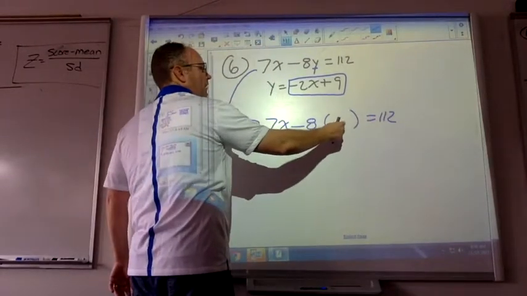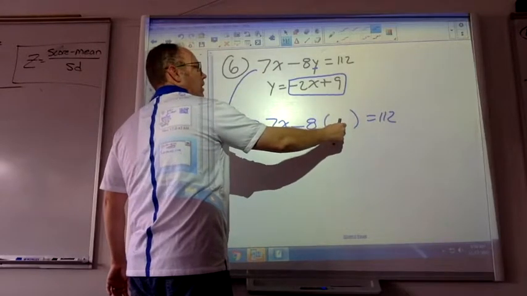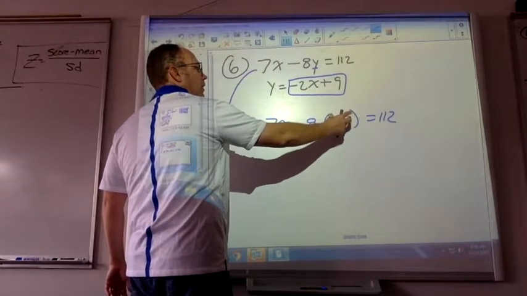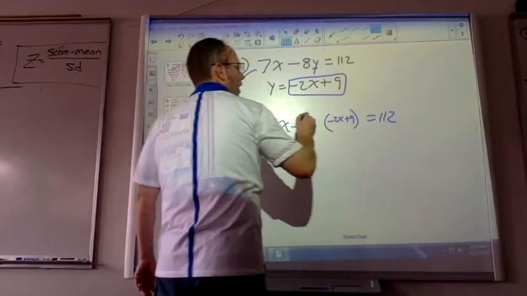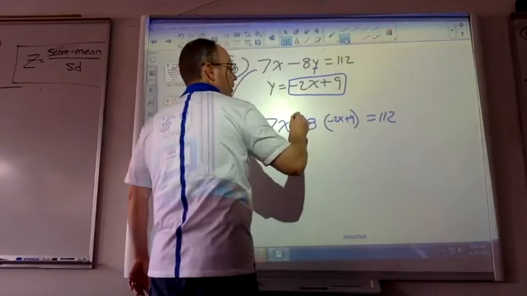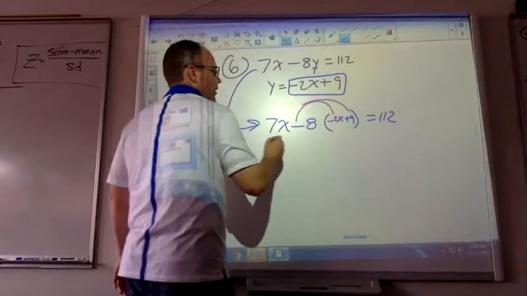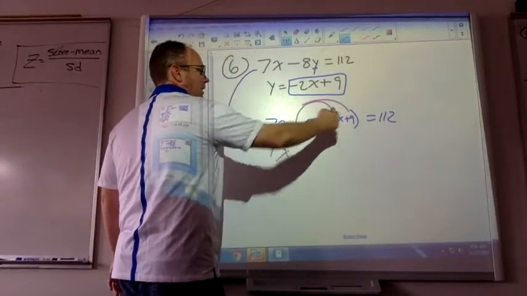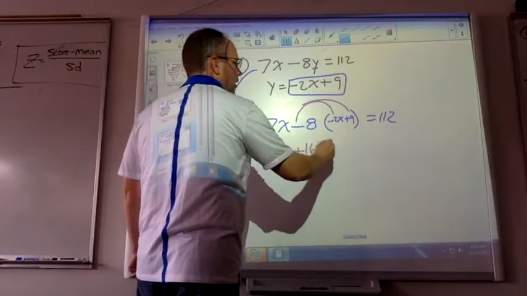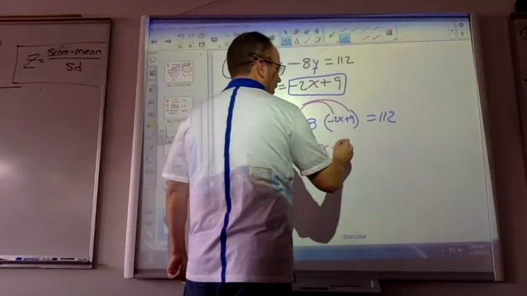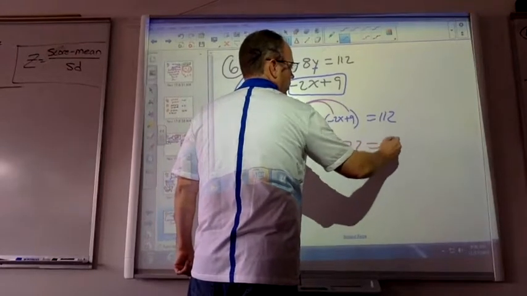This was a y value. What goes here? Negative 2x plus 9. Negative 2x plus 9. Good. All right. Be careful. Make sure you distribute negative 8 to both. So I have 7x. Negative 8 times negative 2x is positive 16x. Negative 8 times 9 is negative 72 equals 112.